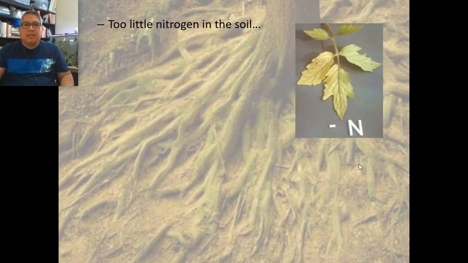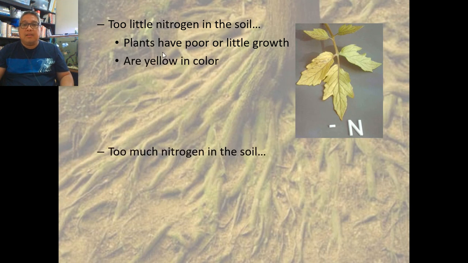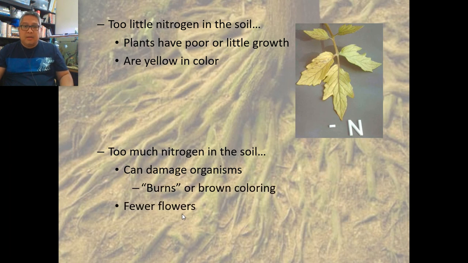Okay, next one. Too little nitrogen in the soil, and then you will have this: yellowish, brownish plants, poor or little growth. Yellow in color or brownish in color. Too much nitrogen in the soil can damage organisms. Okay, burns or browning coloring.